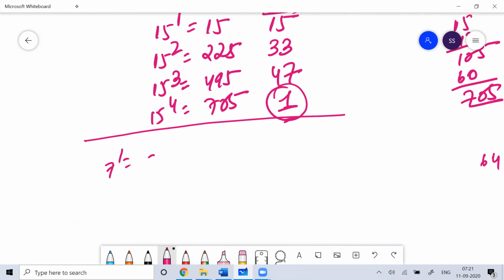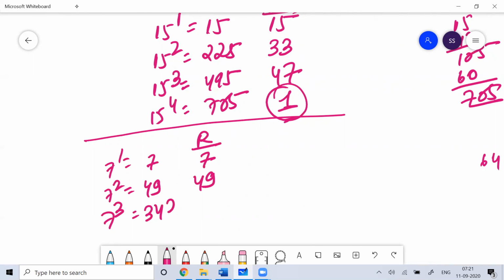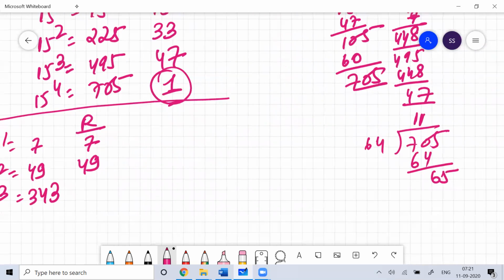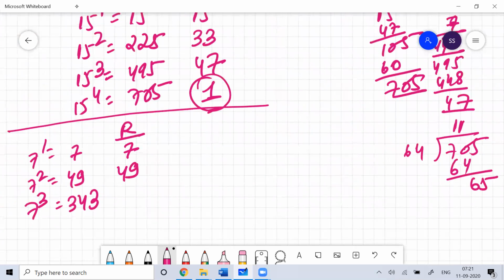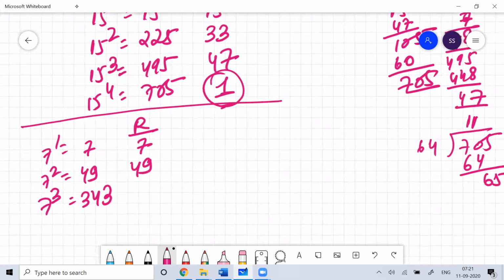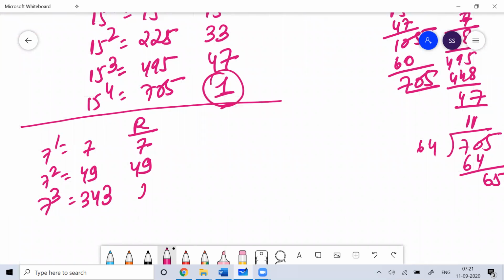7 to the power 1 is 7. If you divide by 64, you'll get 7. 7 to the power 2 is 49. If you divide by 64, you'll get 49. 7 to the power 3 is 343. If you divide 343 by 64, 64 fives are 320, so you get 23. So 7 to the power 4.